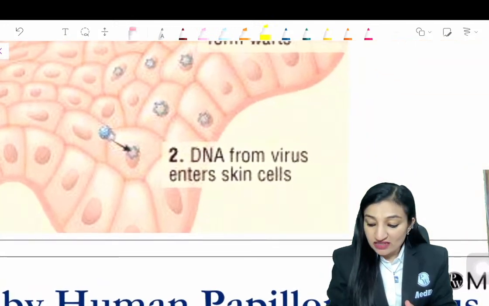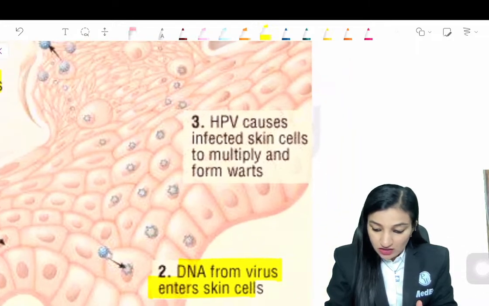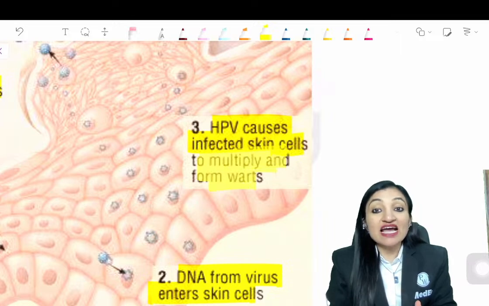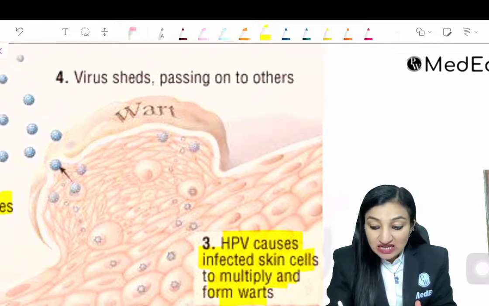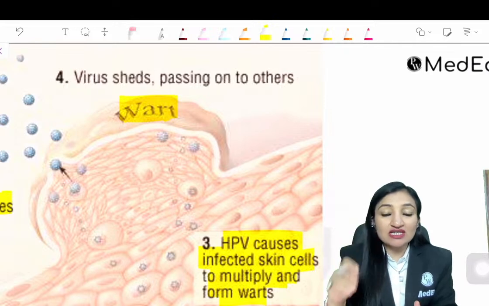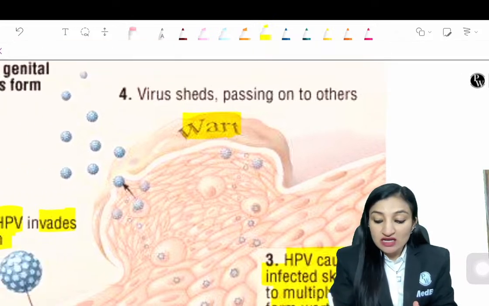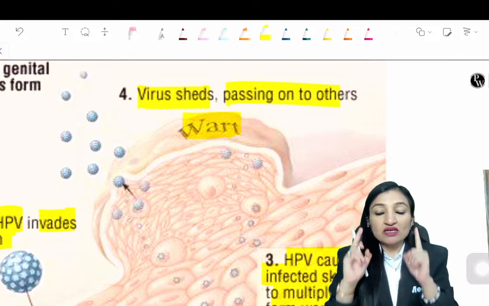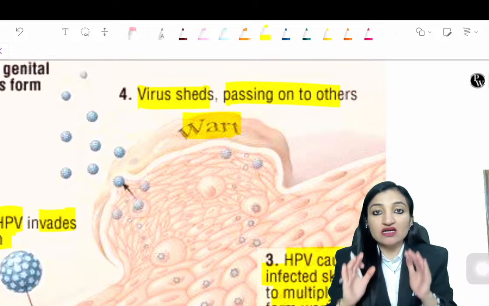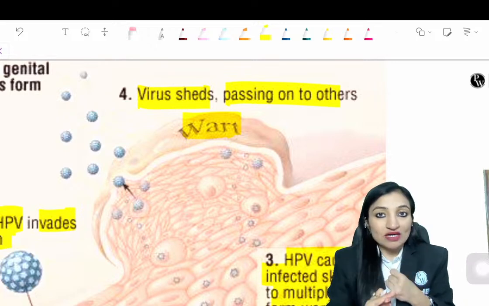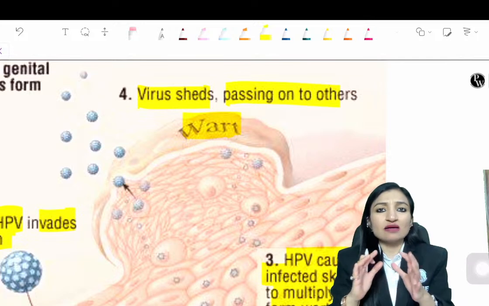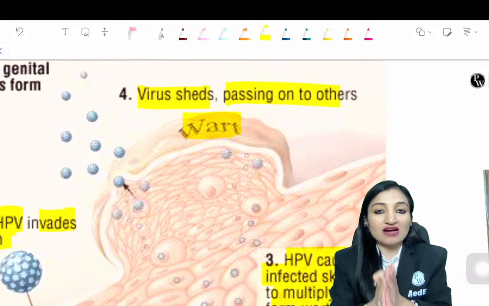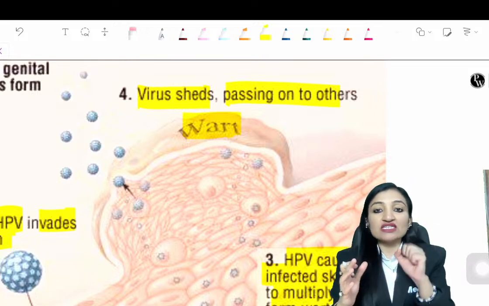The DNA from the virus enters the skin cell. Now HPV causes infected skin cells to multiply and form warts. So this is a wart. You can see this proliferative lesion, and this wart is going to be shedding the virus, and the virus can be transmitted to others. So remember, in case of HPV, the infection occurs by sexual transmission and by direct contact also. There are warts known as common warts which are seen in other areas of the body apart from genitals, and the mode of transmission is direct contact.